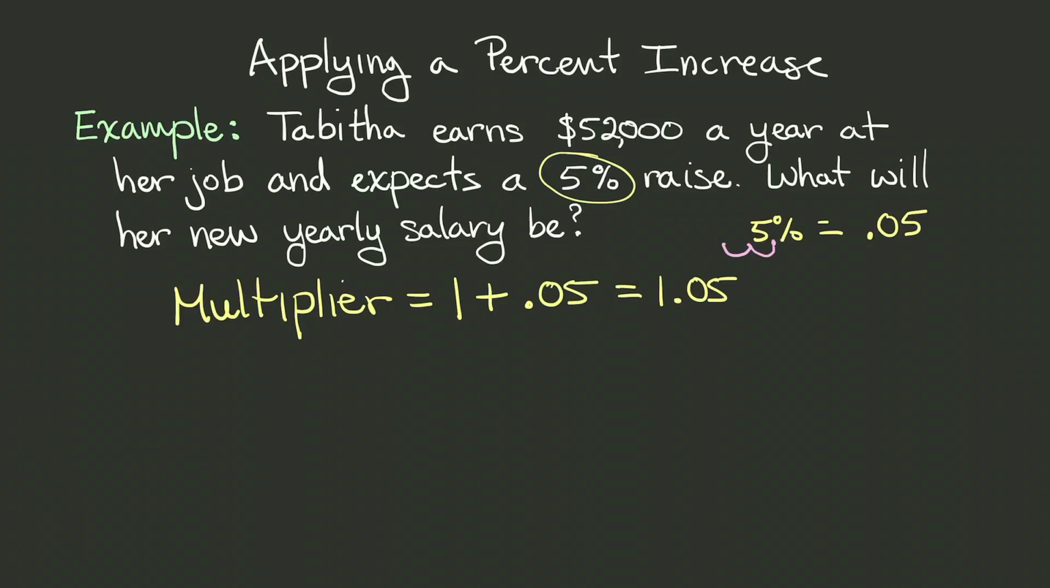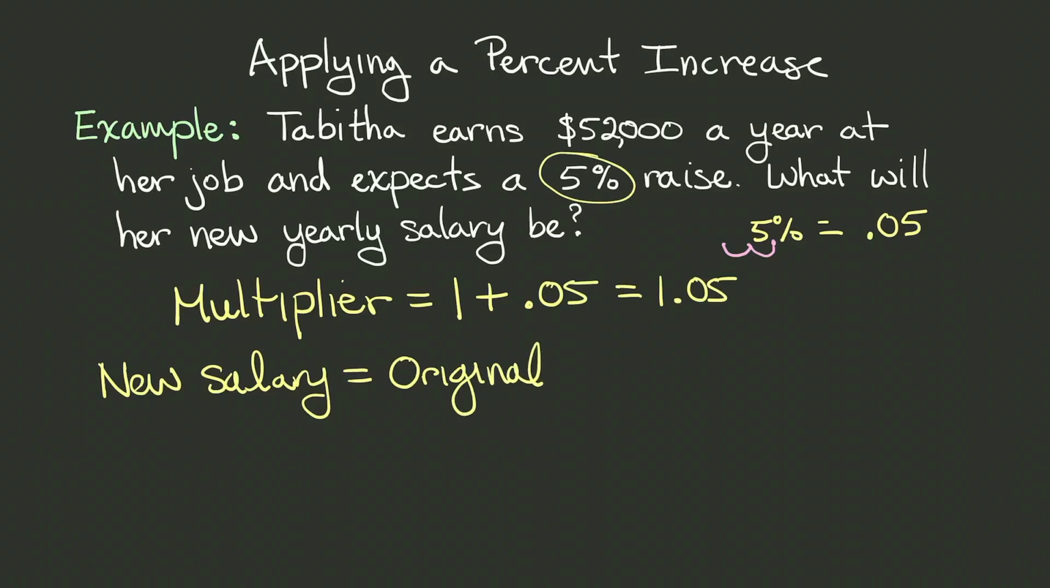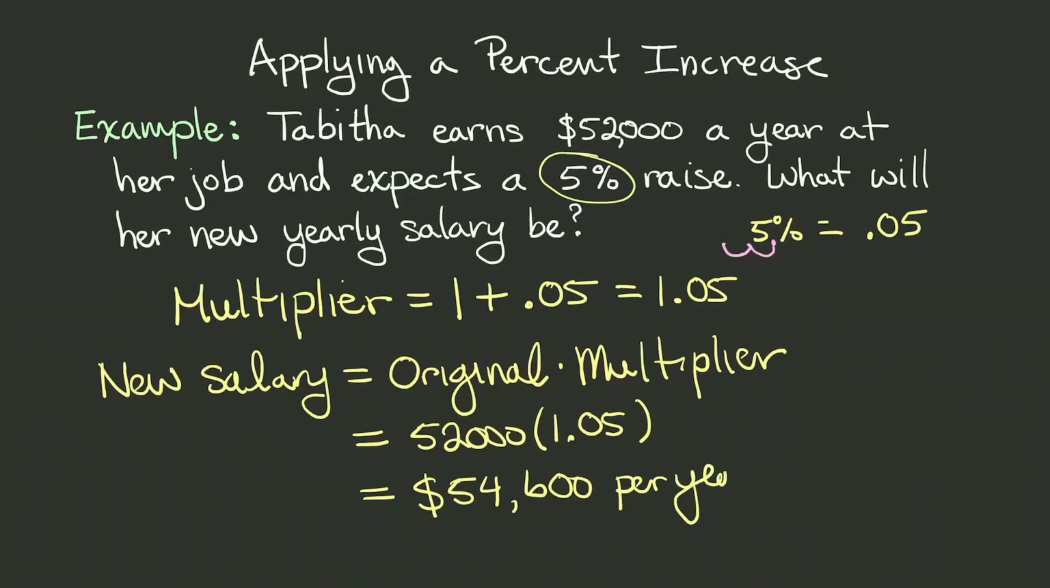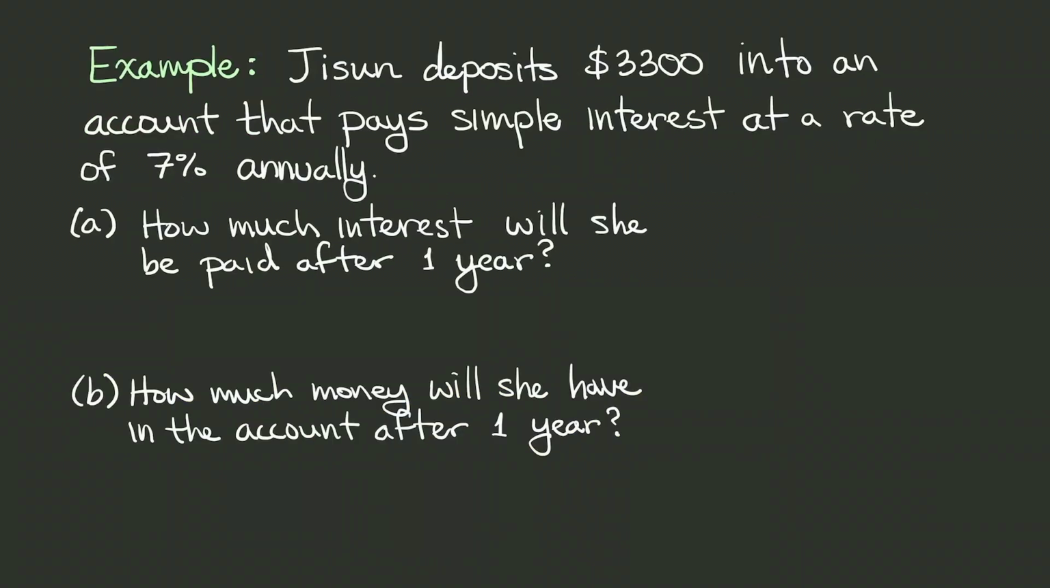Now that we have the multiplier, what we can do is compute the new salary by taking the original salary multiplied by the multiplier, which is going to give us 52,000 multiplied by 1.05, and that gives us exactly $54,600 per year. This is an example of applying a percent increase.